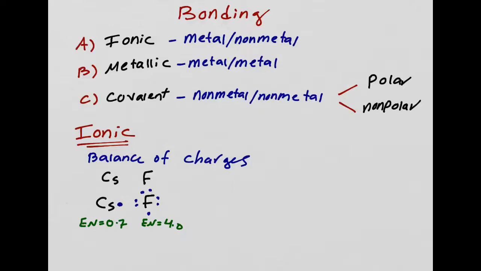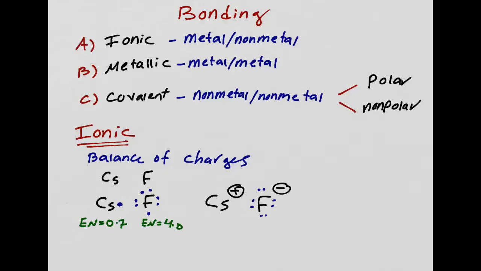So what I end up having is cesium losing a valence electron. Now it's going to become positive because it lost an electron. And fluorine now is going to have 1, 2, 3, 4, 5, 6, 7, 8 because it got the valence electron from the cesium. And fluorine now is going to have a minus charge because it has an extra electron. Now we learned this before, but now we can put it in perspective in terms of valence electrons and electronegativity.